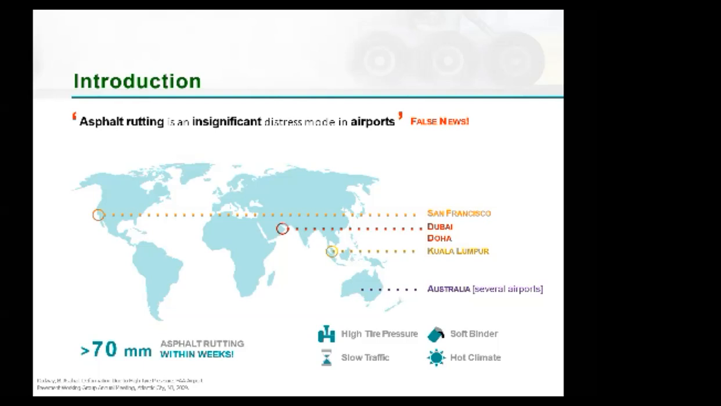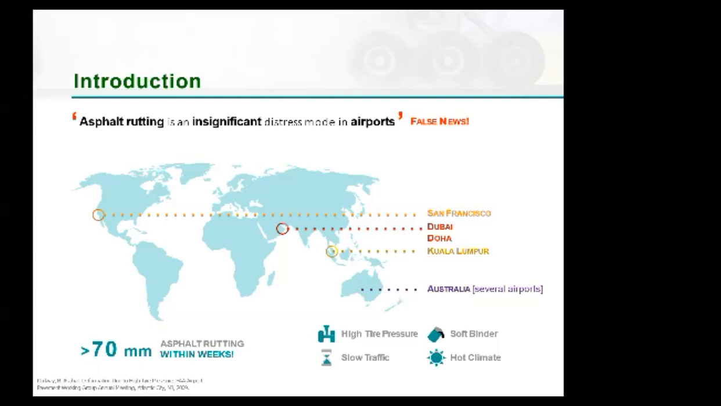In the last decade, there have been multiple failures documented in various airports. Some of them high-level failures, such as one in San Francisco, in Dubai, Doha, Kuala Lumpur, a couple in Australia. I've seen ruts that are as deep as 7 centimeters, up to 3 inches. And I've seen pictures of ruts that are as thick as 15 centimeters. Okay, so we're talking about 6 inches. The whole asphalt layer is rutted.